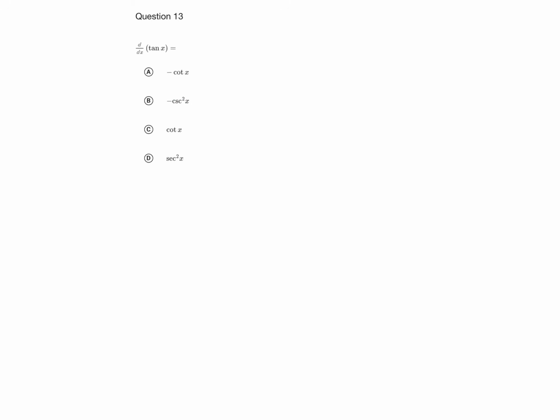Okay, pure memorization. Derivative of tangent is secant squared. Okay, pure memorization again. Derivative of cosecant is negative cosecant cotangent.